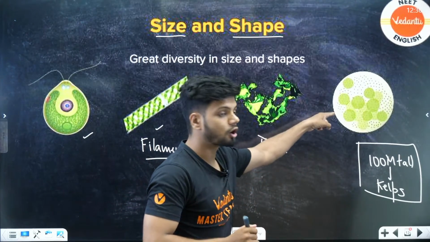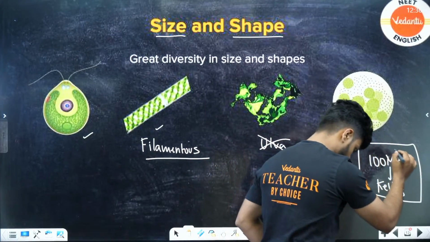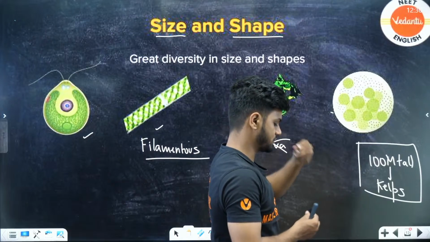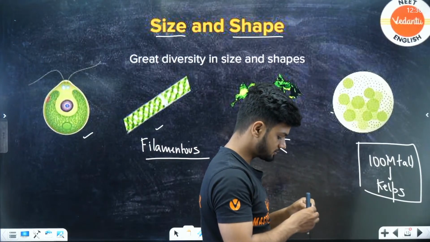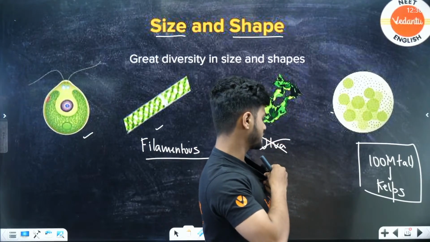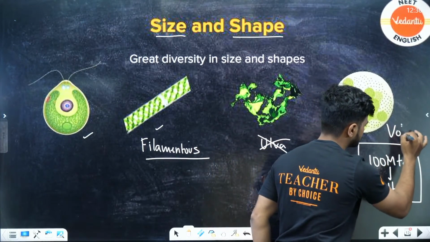Then we have your colonial algae. We have the colonial algae, such as your Volvox.